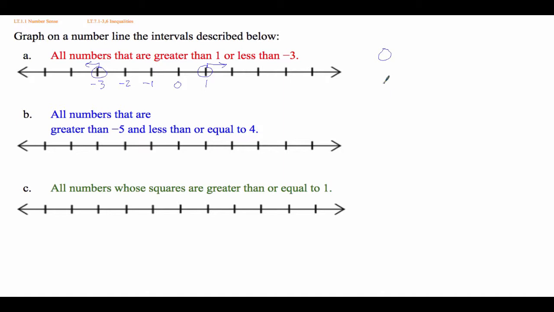An open circle is used when it is greater than or less than, but not when it's greater than or equal to. If it's included because it's equal to, then you color it in.